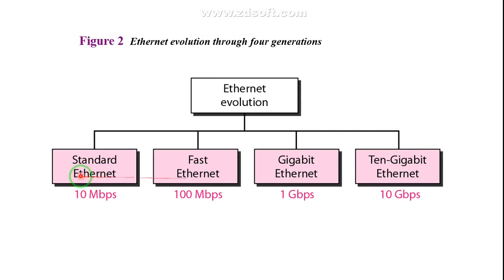These 4 generations are standard Ethernet, which has a data rate of 10 Mbps. Then comes fast Ethernet, which has a data rate of 100 Mbps. Then gigabit Ethernet, which has a data rate of 1 Gbps. And next, the fourth is 10 gigabit Ethernet. That is, it has a rate of what? 10 Gbps.